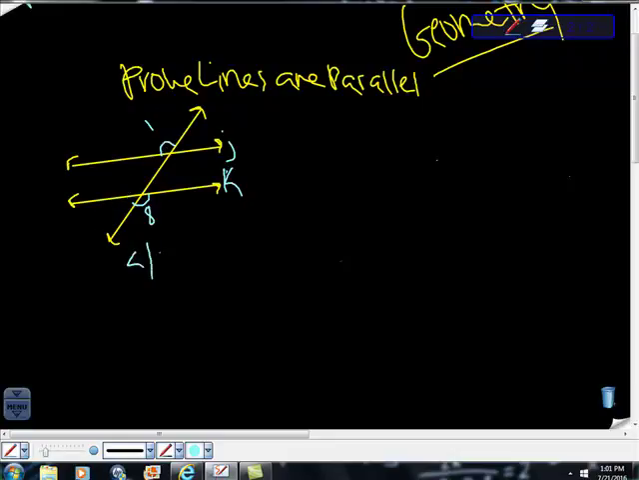So, since we know that's true, we can say that angle 1 is congruent to angle 8. And if we can say angle 1 is congruent to angle 8, we can also say that line J is parallel to line K.